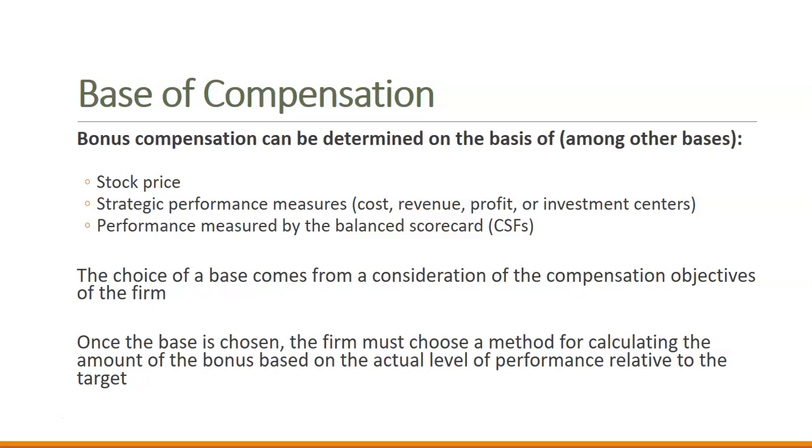Once our base is chosen, then the firm has to choose a method for calculating the amount of bonus based on those measurement goals. So we've talked about all of these different measurement goals, but then the firm has to choose bonus amounts by, okay, if there's a 3% growth, how does that affect a bonus versus if there's a 6 or 7% growth?